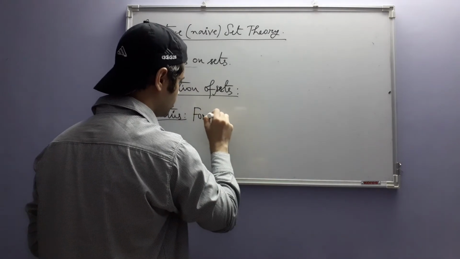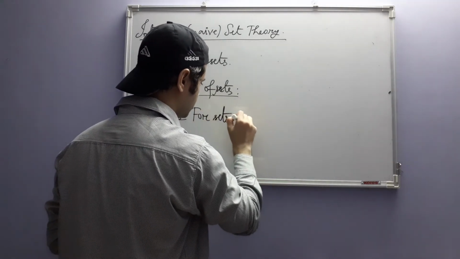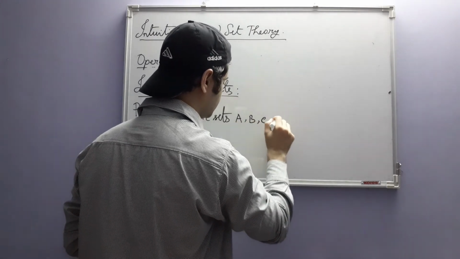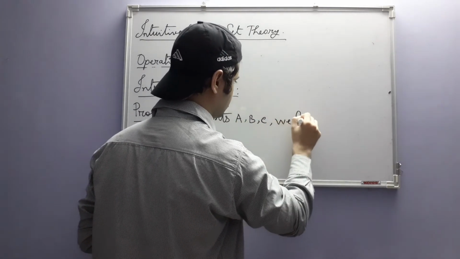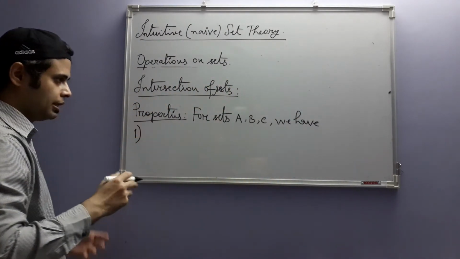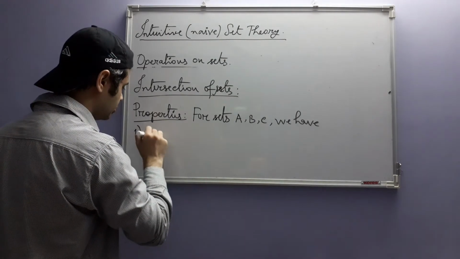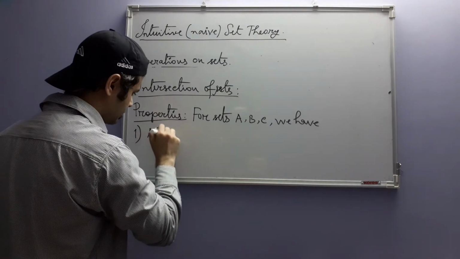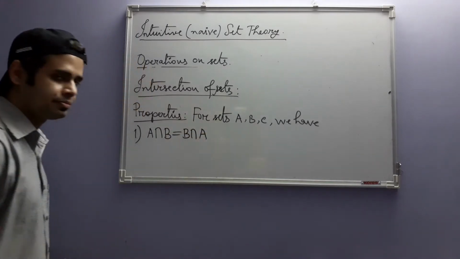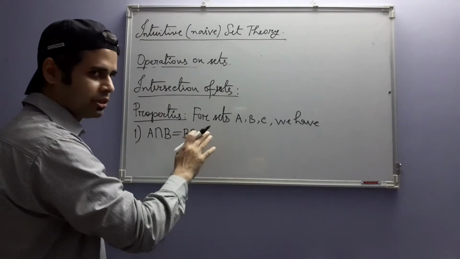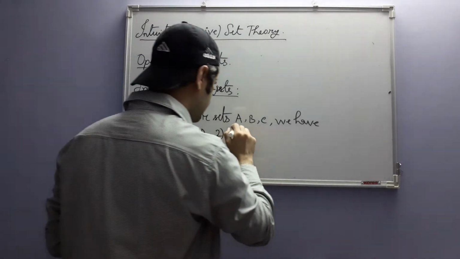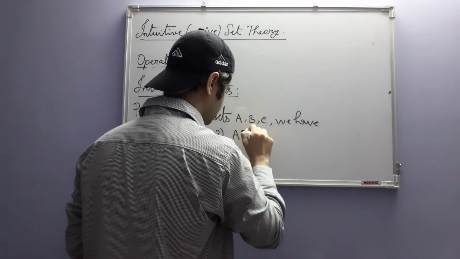For sets A, B, and C, we have number 1, intersection also is commutative. A intersection B equals B intersection A. This is commutative. I'm not writing again, okay? You understand. Intersection also is associative.